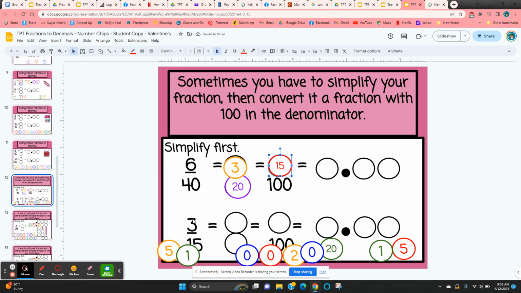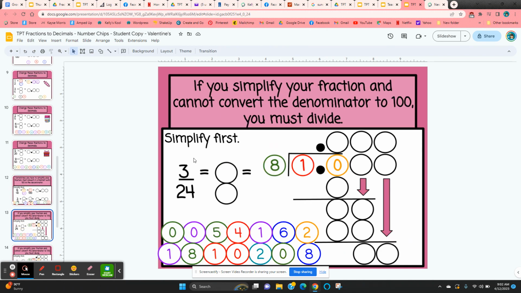The second one, we divide numerator and denominator by 3 and then convert it to a fraction with 100 in the denominator. Now there are fractions we can't convert. If I simplify, I get 1/8, and I can't convert that to a fraction with 100 in the denominator, so I have to use long division.